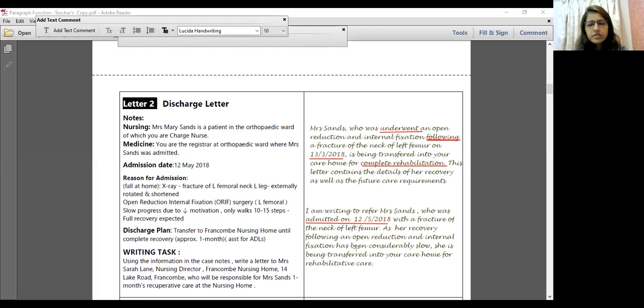And you can use terms like this: recovery has been slow, or she still has limited mobility, or rehabilitated care. Right? So are the ideas about transforming case notes now clear?